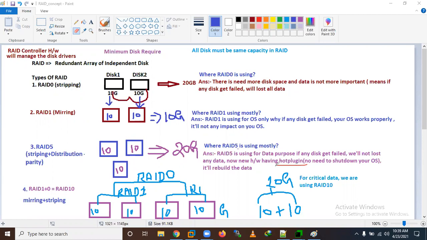Now new hardware is supported. Old hardware was not supported, but new hardware is supported for hot plug-in. Suppose this disk fails, you don't need to reboot. Suppose a new disk has come and you need to attach it. Just plug and play, and it will take some time to rebuild the data, and then all 3 disks come to a good state. Now suppose we have attached the new drive here. It comes to a good state, and the event log will say the disk is good now.